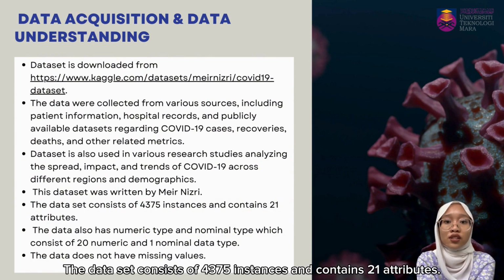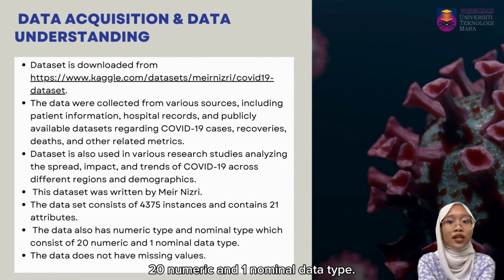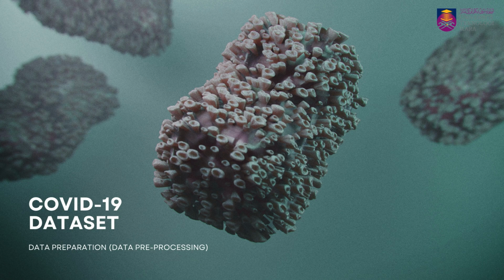The dataset consists of 4,375 instances and contains 31 attributes. The data has numeric type and nominal type, which consists of 20 numeric and 1 nominal data type. The data does not have missing values.